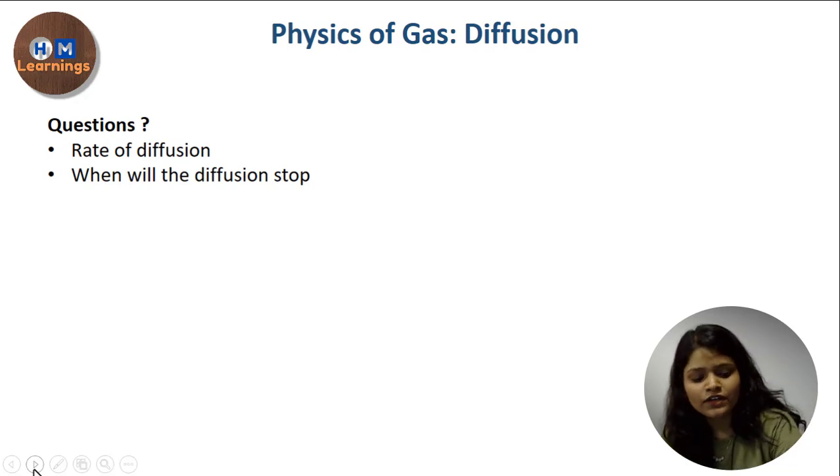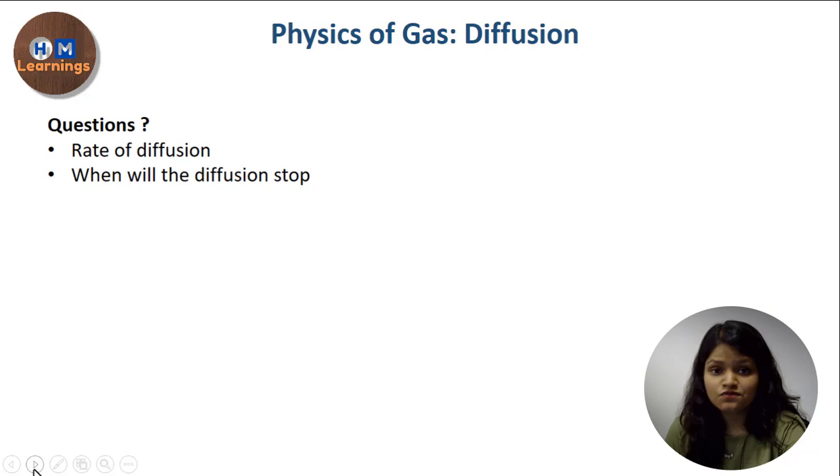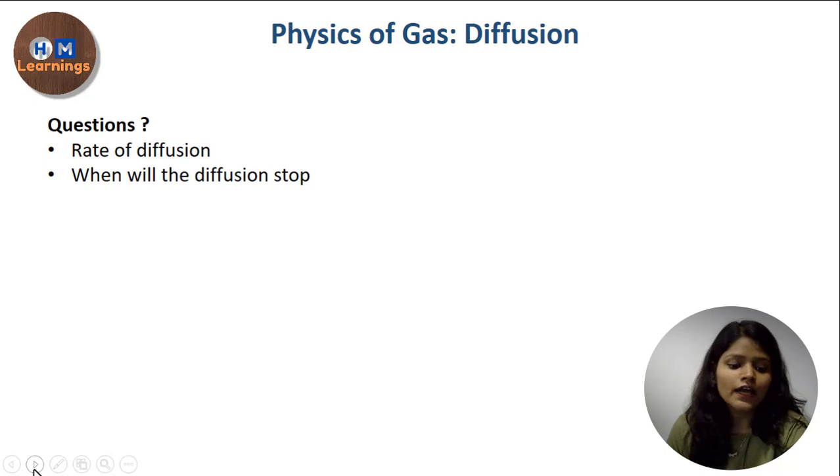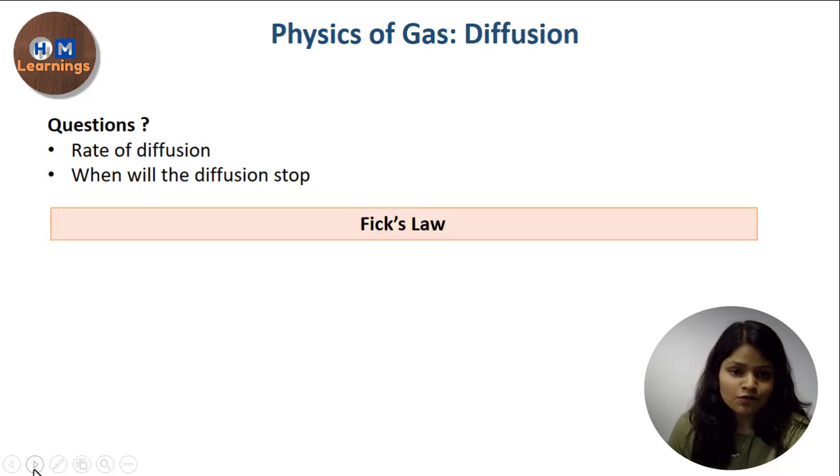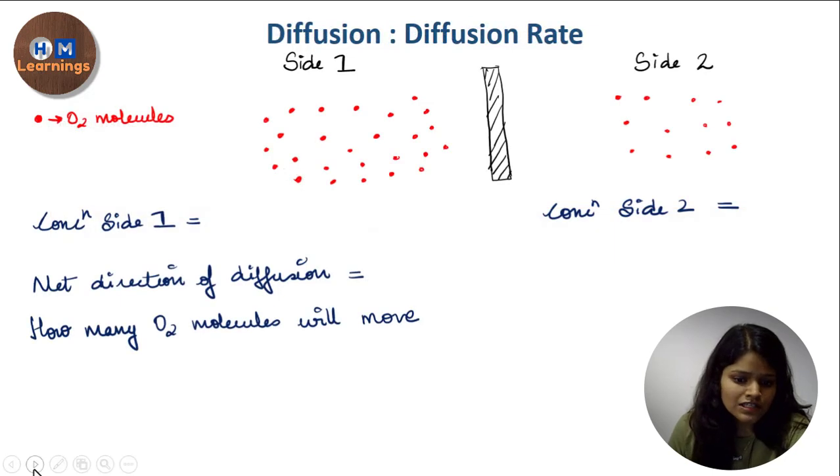In the previous video, we talked about what is diffusion, what is the net direction of diffusion, what is the force of diffusion, and we ended the previous video on questions like what is the rate of diffusion, what determines the rate of diffusion, and when will the diffusion stop. These questions can be answered by the Fick law, which is what we are going to see today. Before jumping to the Fick law, we will first see what is diffusion rate.